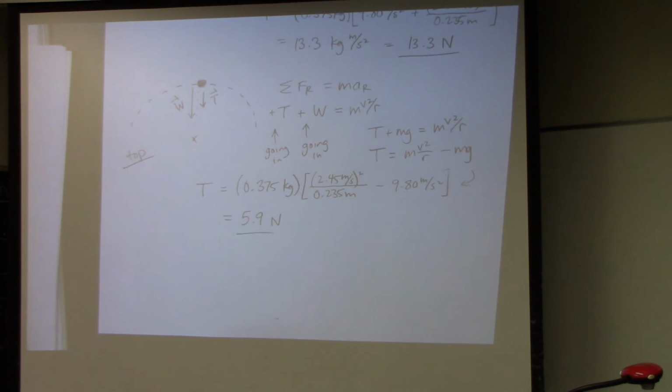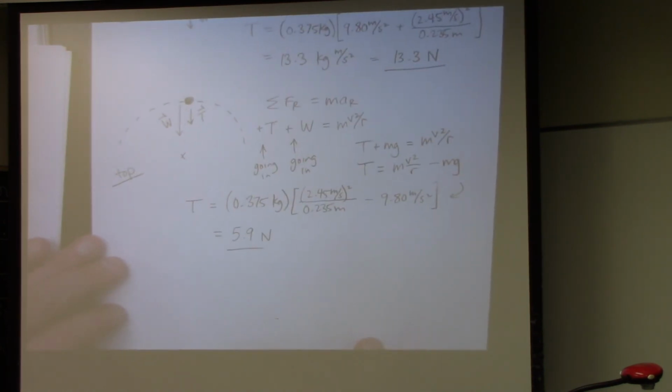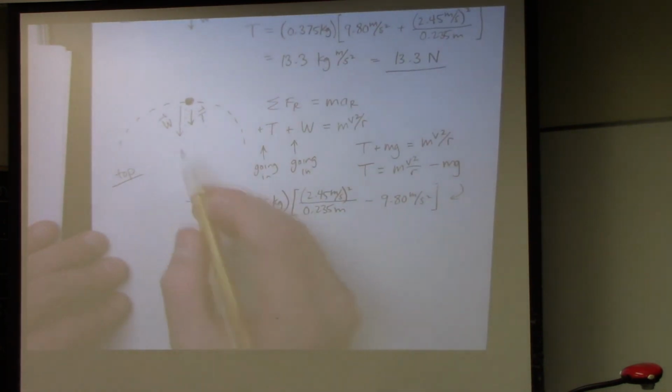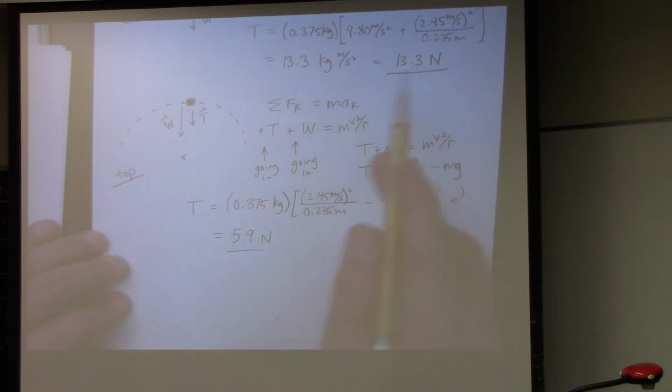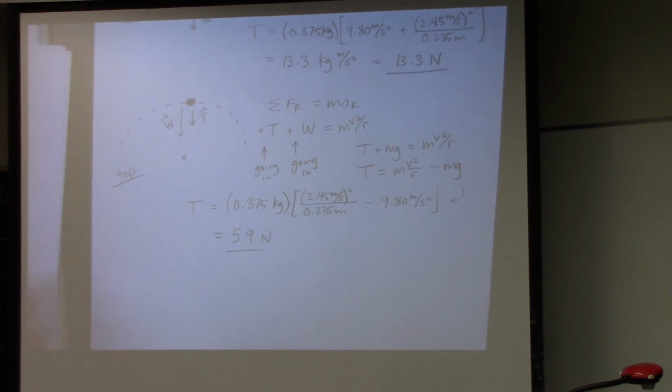Okay, so if we look at these two numbers, what's clear is the tension is lower when the ball is at the top than when it's at the bottom. Looks like we have the biggest tension when the ball is at the bottom of the swing compared to when it's at the top. So this should make intuitive sense, actually.